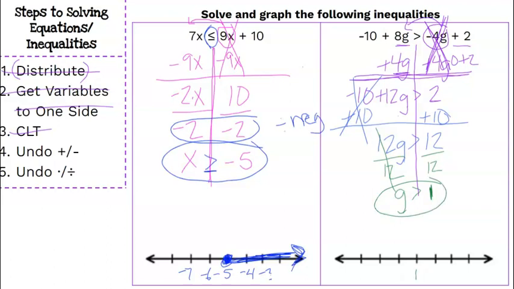We just need to graph that, so we put a 1 in the middle. Greater numbers on the right, smaller numbers on the left. And then we have an open circle at 1 because it's just greater than, not equal to, but it is greater than, so we're going to shade to the right.